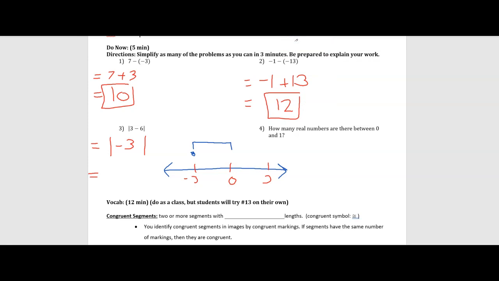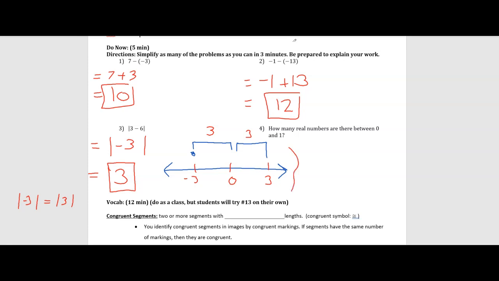So the absolute value of negative 3 is 3 because negative 3 is 3 units away from 0 on the number line. You'll notice that the distance from positive 3 to 0 is also 3 units. So essentially, the absolute value of negative 3 is equal to the absolute value of 3. So again, absolute value is just a distance from 0.